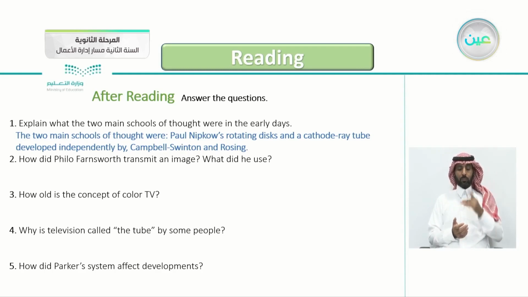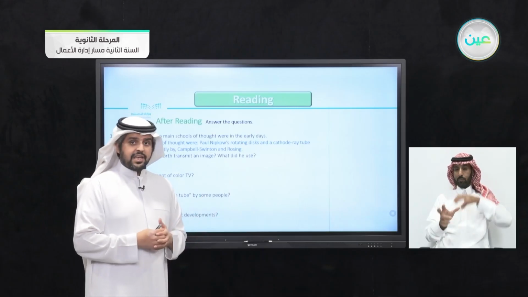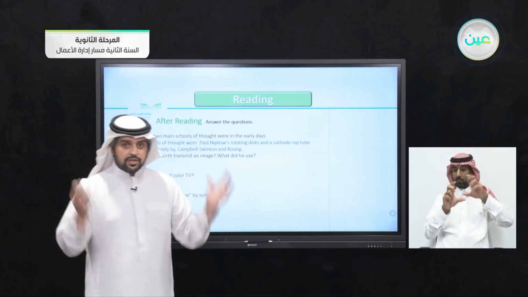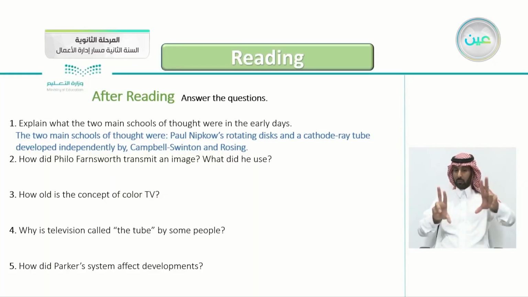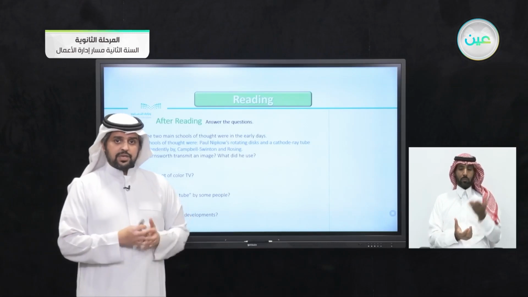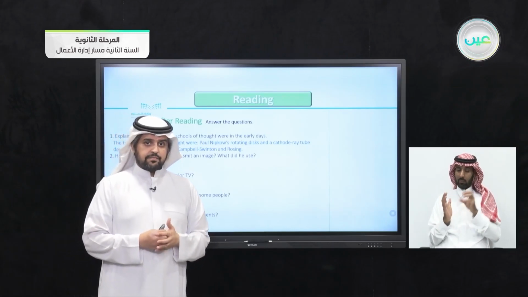Again, the two main schools of thought were the first one, Paul Nipkow's rotating disc, and the cathode ray tube, developed independently by Campbell Swinton and Rosing. The second question here: how did Philo Farnsworth transmit an image? What did he use? This was, of course, revolutionary at that time, to send an image. You can go back to the article and find the answer.